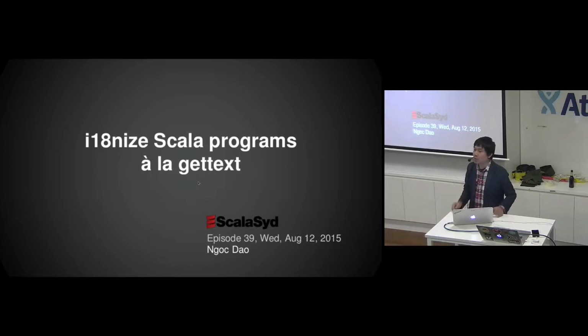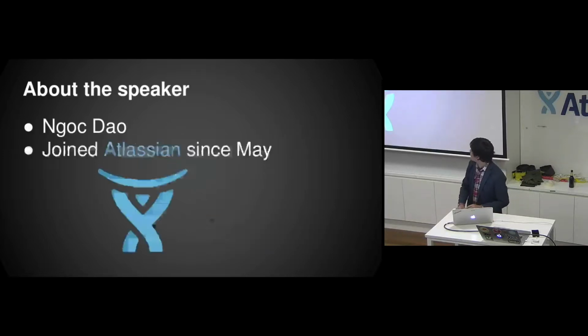Of the two ways, I don't know if there are any better ways, but most of the time I use gettext. Sometimes I use a properties file, but most of the time I prefer gettext. And today I'd like to introduce to you the workflow, how to use the gettext style to internationalize your Scala programs. So my name is Ngoc.